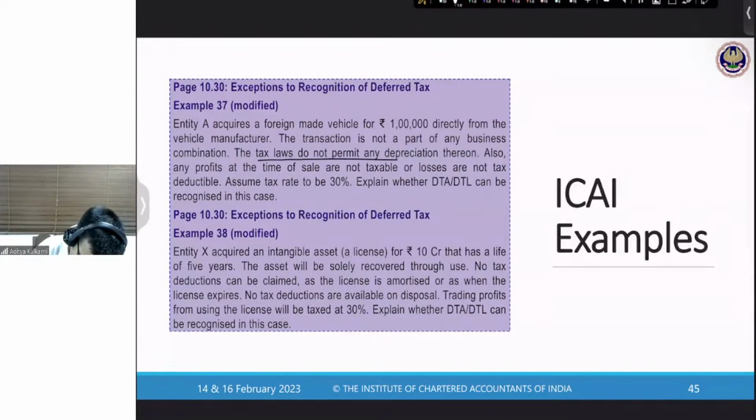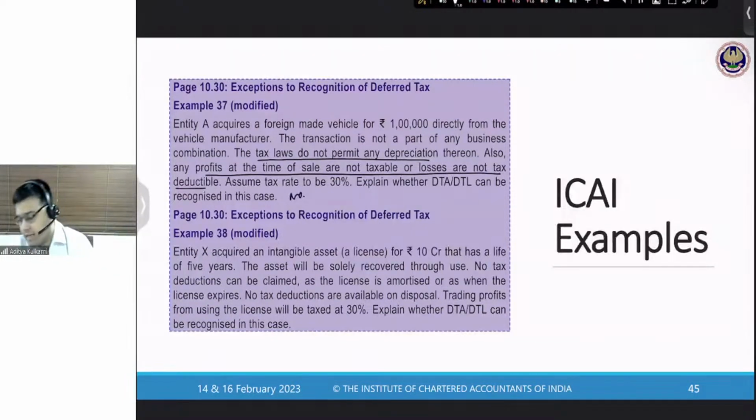Tax laws do not permit any depreciation. Profits at the time of sale are not tax deductible. So the recovery will never happen. The recovery of this, if it is a deferred tax asset, or the future payment, if it is a DTL, will never happen. And therefore, will I recognize a DTA or a DTL? Answer is no. I will not recognize a DTA or a DTL.